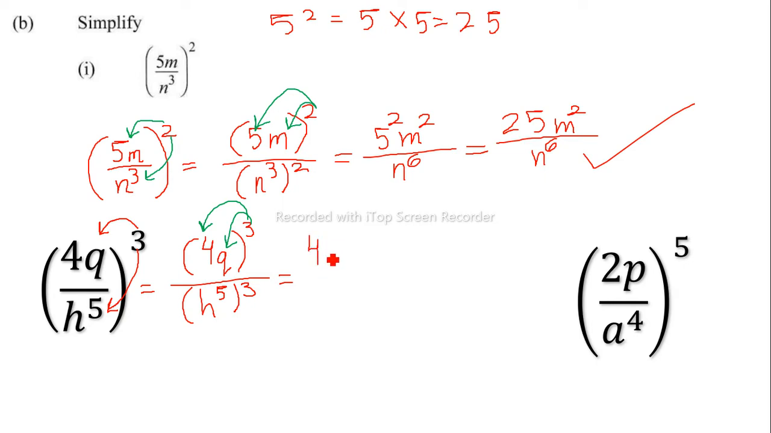64. 4 times 4 times 4, 4 cubed, right? Times q cubed, right? Divided by h to the power of, what are we gonna do with these powers? Multiply. So it's h to the power of 15. Good. Now what is 4 cubed? 64. Yes, because 4 times 4 times 4.